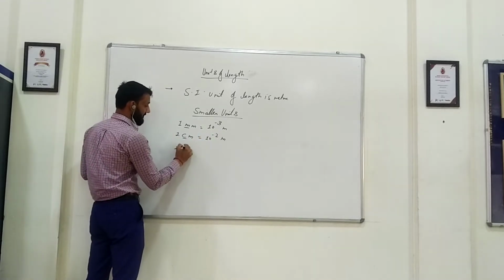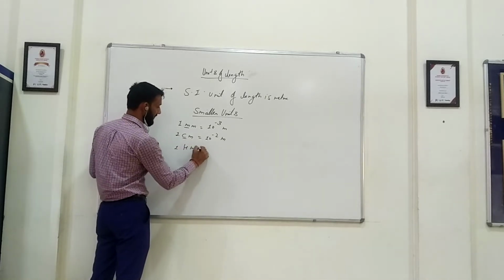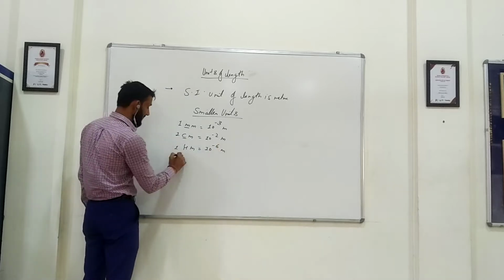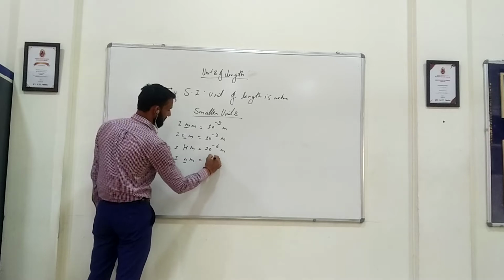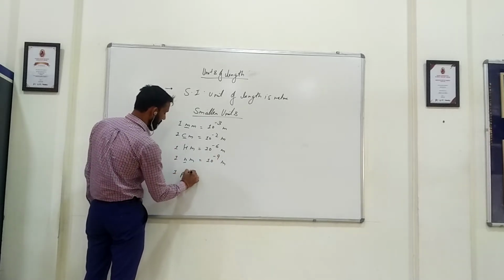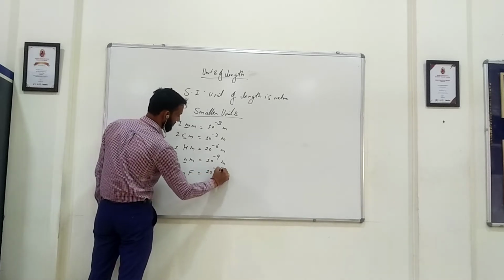Then we have one micrometer. This is the symbol of micrometer, which means 10 to the power minus 6 meter. Then we have one nanometer. The nano prefix means 10 to the power minus 9 meter. And then we have one picofarad. The pico prefix means 10 to the power minus 15.